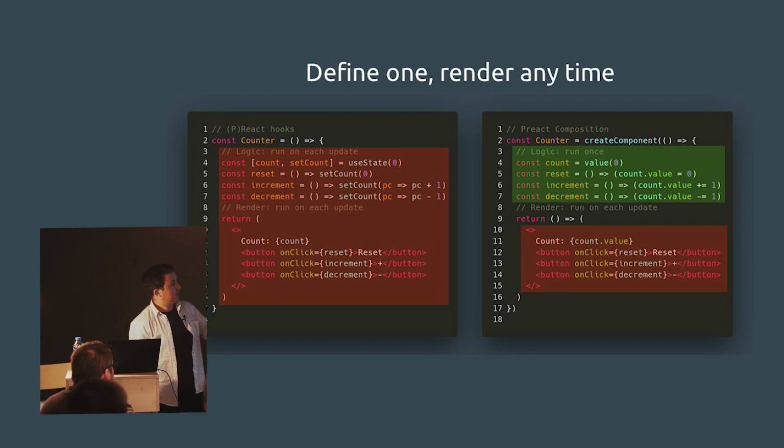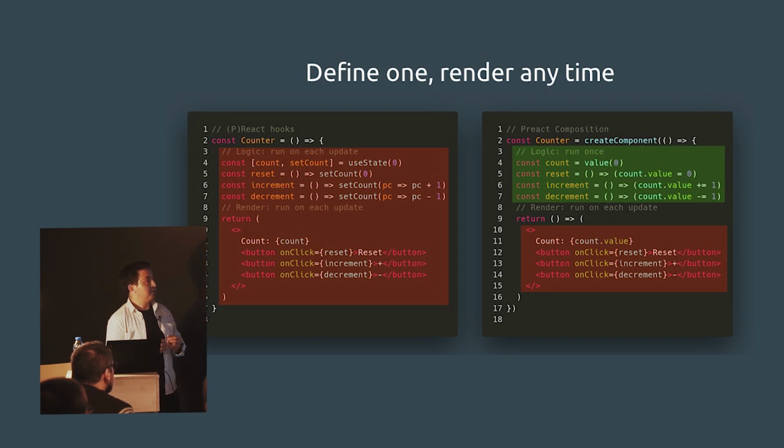Here in Composition API, you separate your logic from the render. Many people are getting a little bit confused with React hooks, because you put your logic inside your render function, and then easily you can make a mistake and you can get an infinite loop or anything like this. Here you just say, okay, this is my logic, this is my render, and you define the logic once, and the render can be executed anytime it needs to.